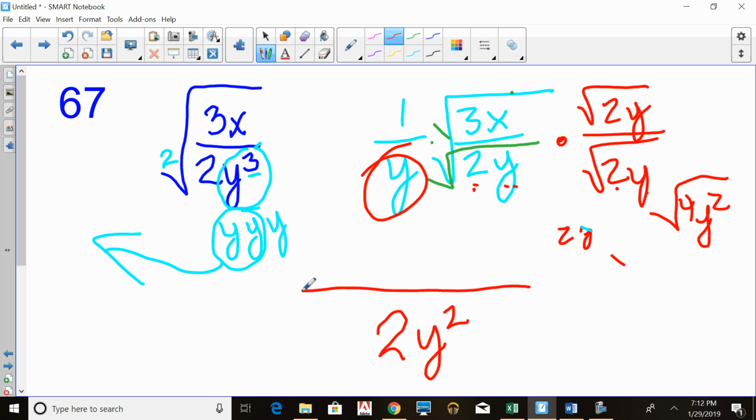And then this numerator, square root of 3x times the square root of 2y would be the square root of 6xy.